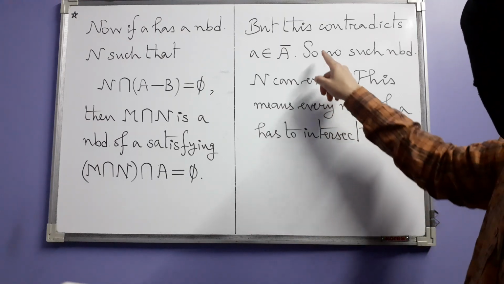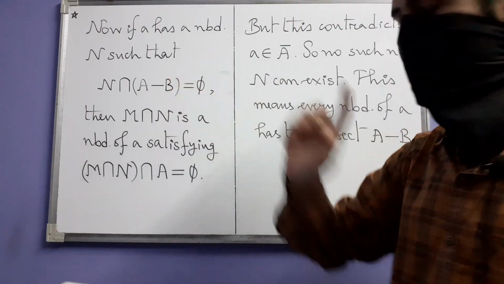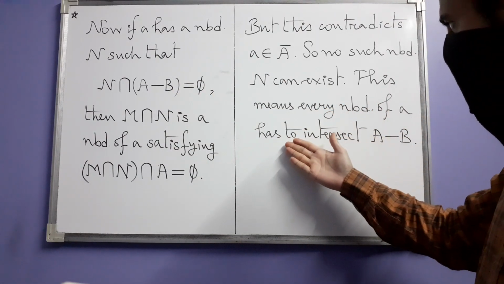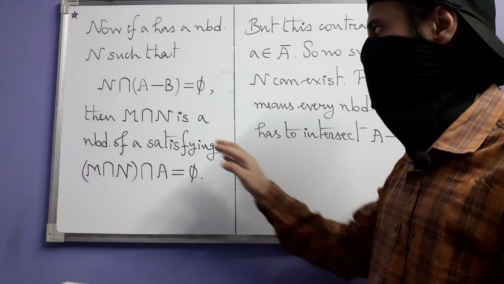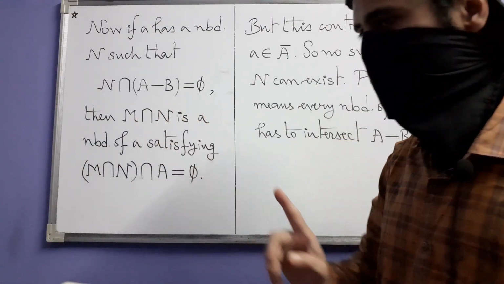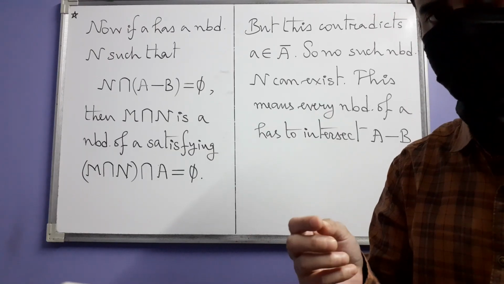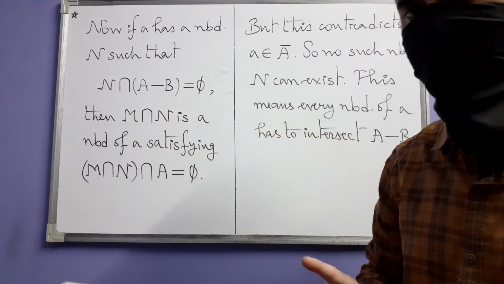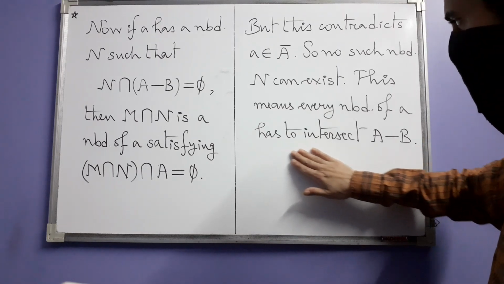That means we can have no such neighborhood N which does not intersect A difference B. Or in other words, every neighborhood of A has to intersect A difference B. There is one more subtle thing. It's not subtle actually, it's just an observation. Because M and N are both neighborhoods of A, they are basically open sets containing A. So their intersection is also an open set which contains A, and that is why this is a neighborhood of A as well.